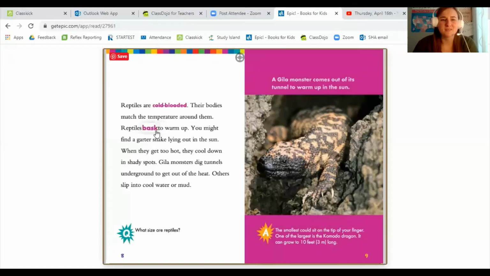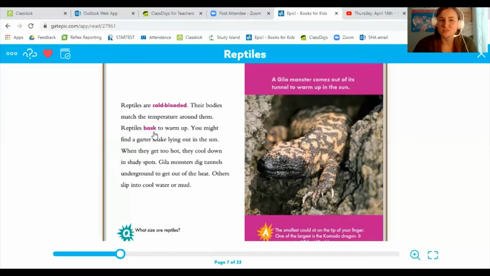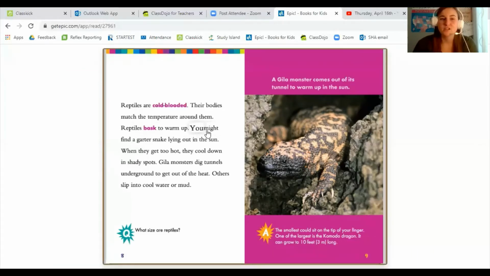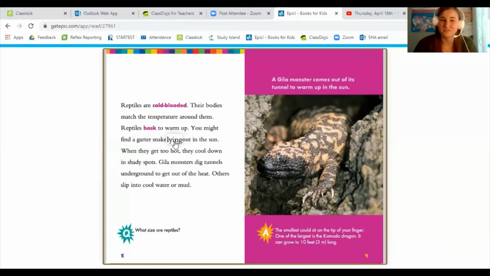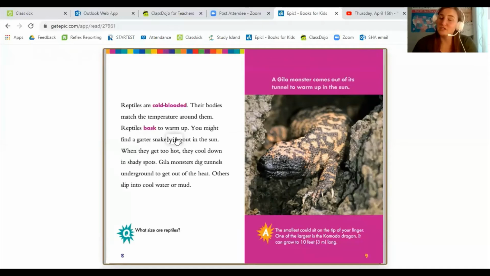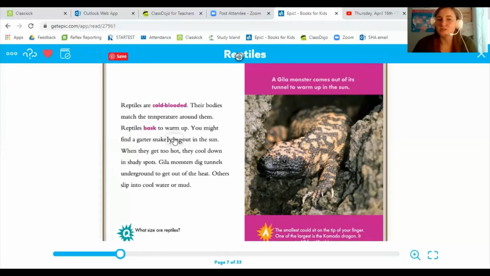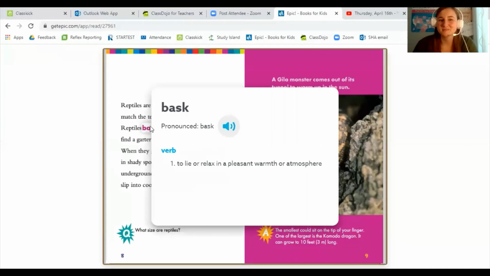Reptiles bask. So that's the verb in that sentence. So I know that bask is a verb. I'm going to read the next sentence and decide what the verb is in that sentence. You might find a garter snake lying out in the sun. So lying is the verb here. So I'm going to determine that the word bask is similar to the word lying. Bask. Good. To lie or relax in a pleasant warmth or atmosphere.